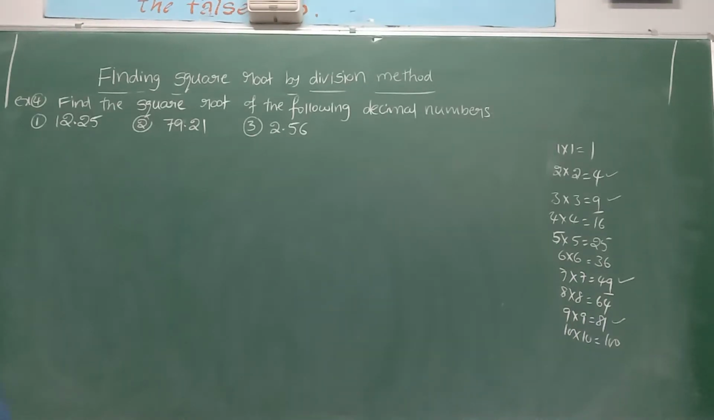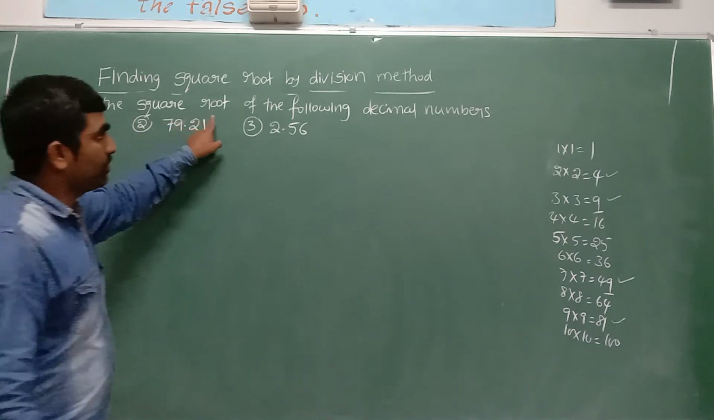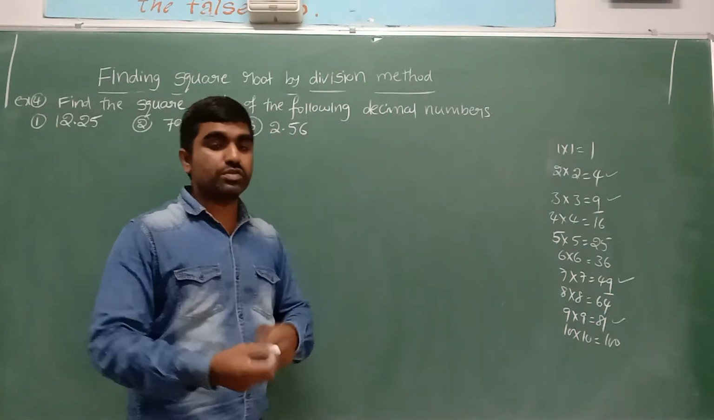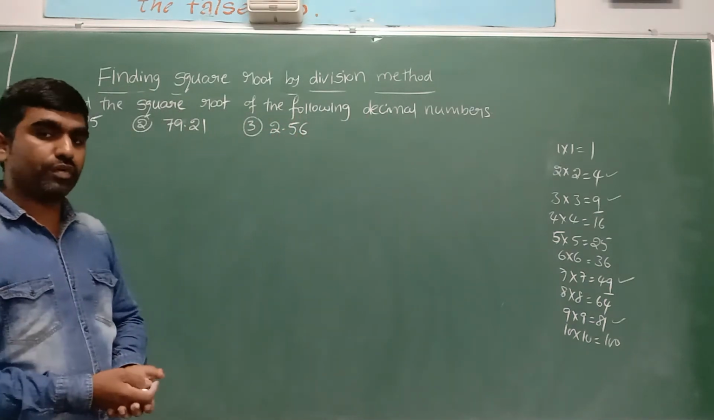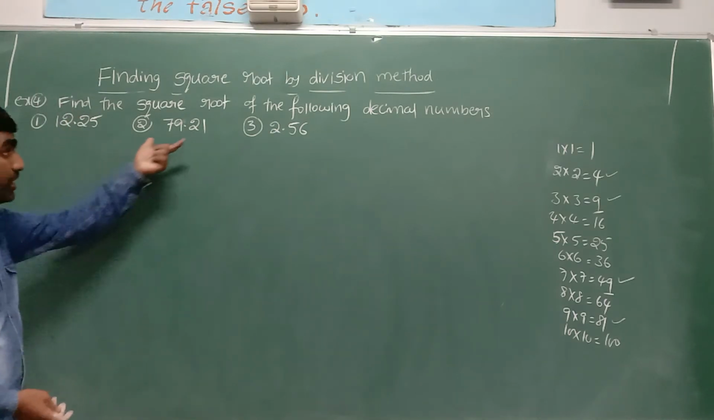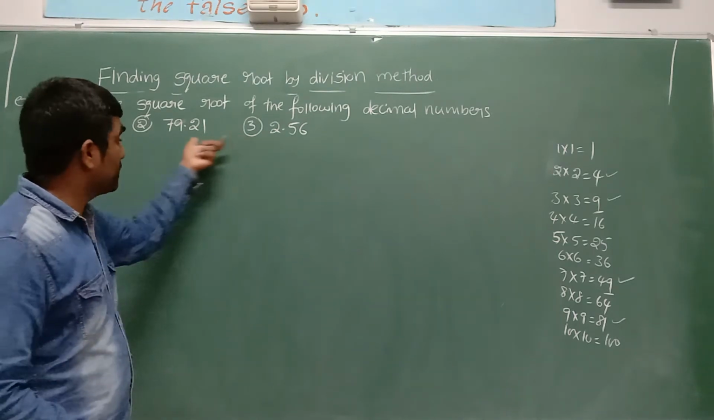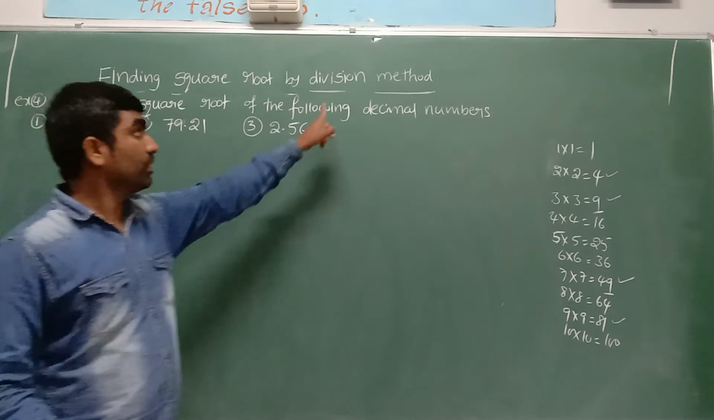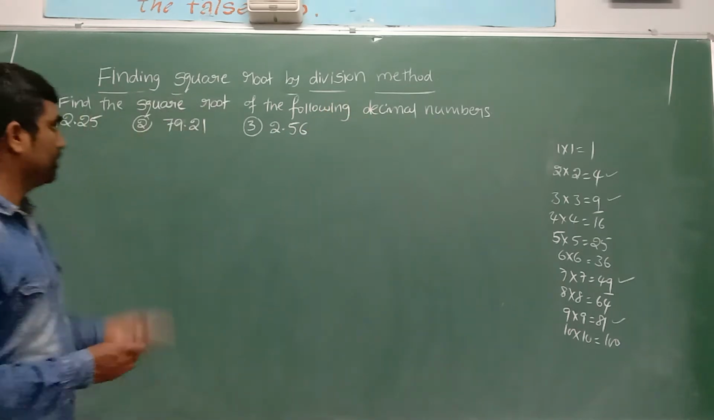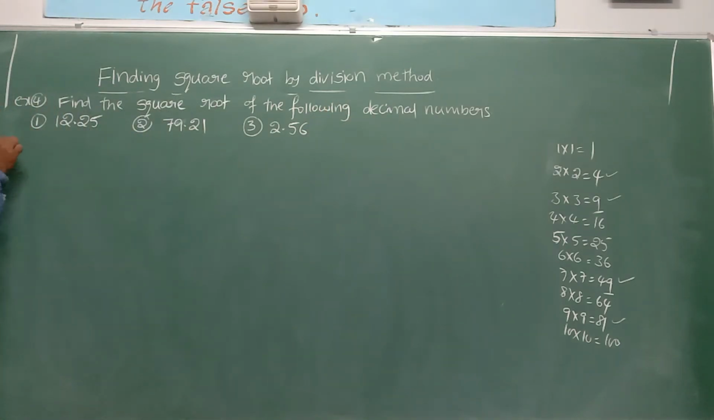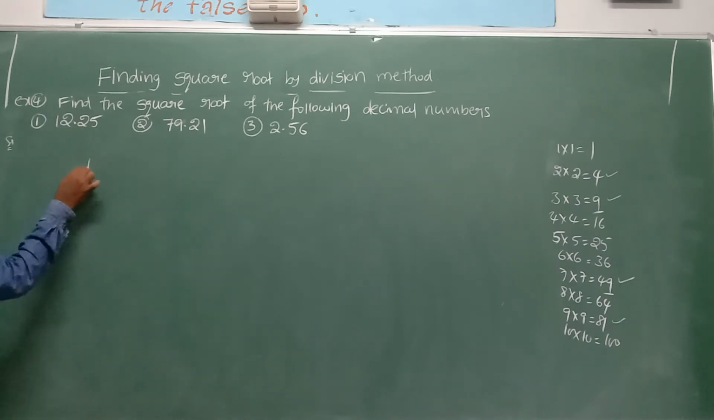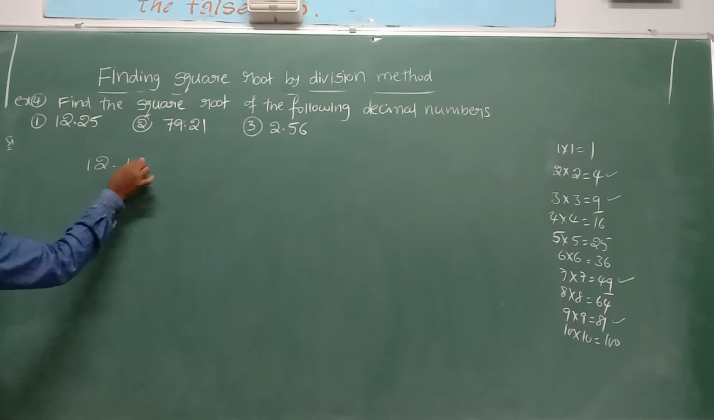Yes, children. Now we'll see the next model. Find the square root of the following decimal numbers. Just now we learned how to find the square root of whole numbers. Now we can see some decimal numbers. Even for decimal numbers we can find the square root by using the long division method. Let's see the first one. First one is 12.25.